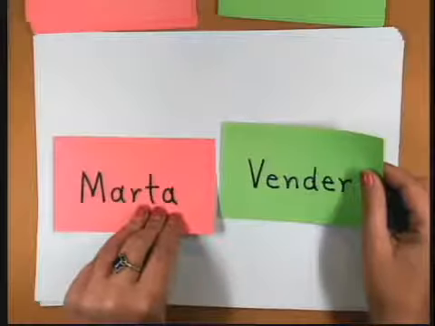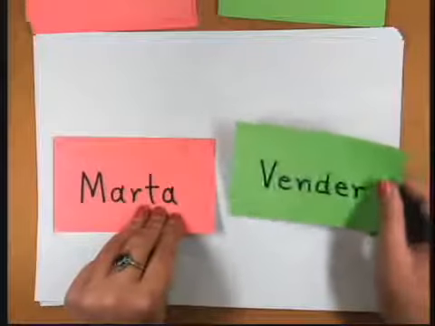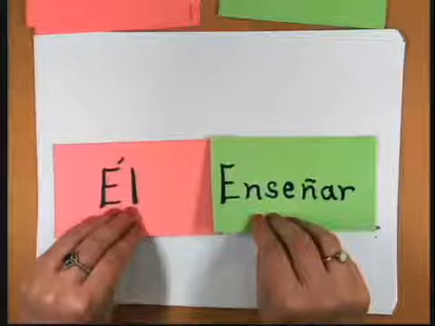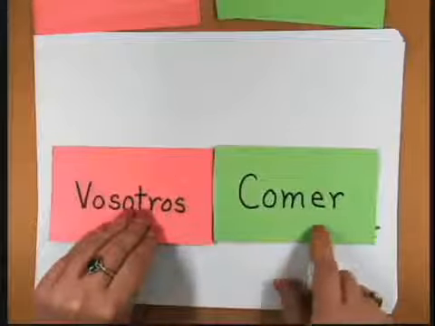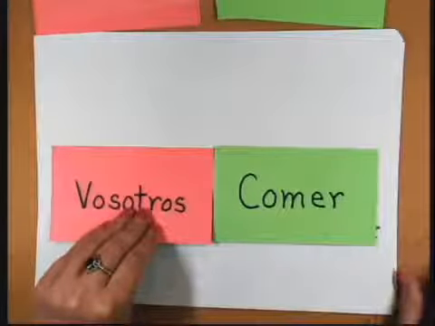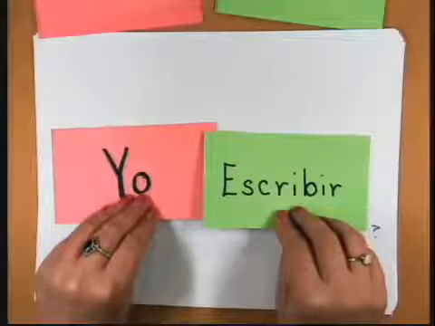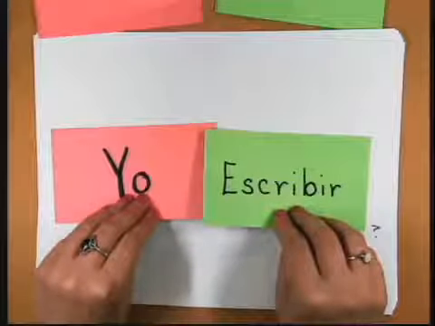Recuerda. Marta, vender. Marta vende su carro. Marta's selling her car. Vender is to sell. Marta vende su carro. Él, enseñar. Él enseña. Él enseña francés. He teaches French. Okay, vosotros means you all, all of you informal. Vosotros coméis al mediodía. You all eat lunch at noon. Yo, escribir. Yo goes with O. Yo escribo un ensayo. I'm writing an essay.